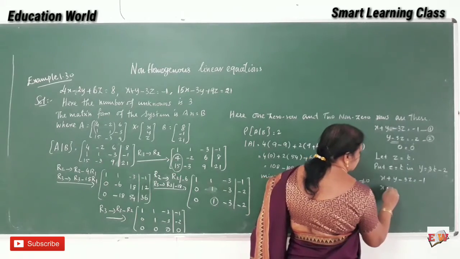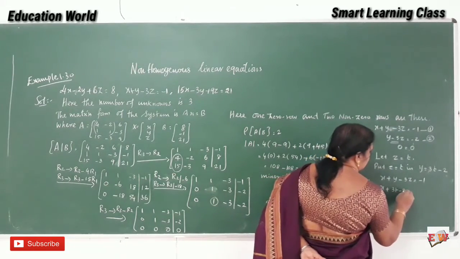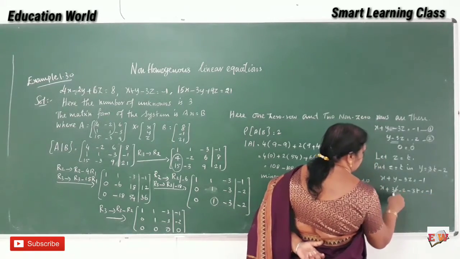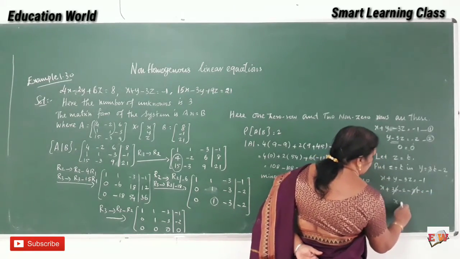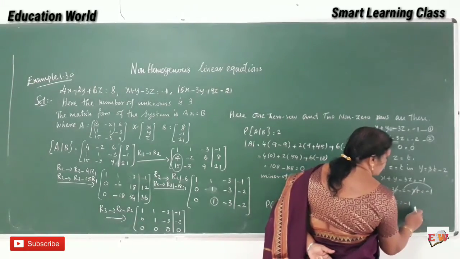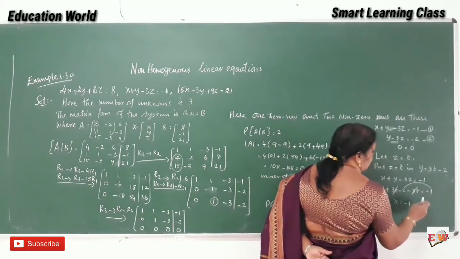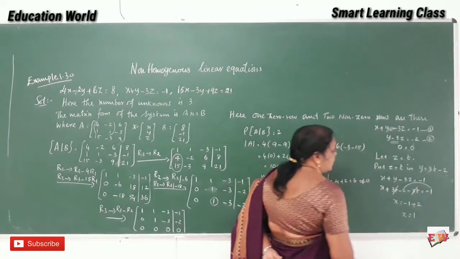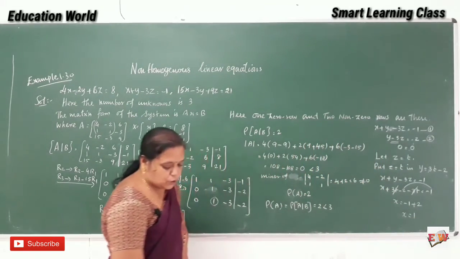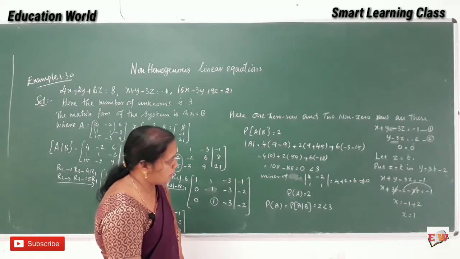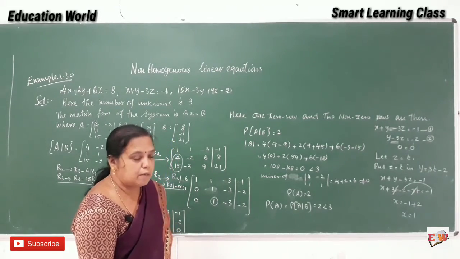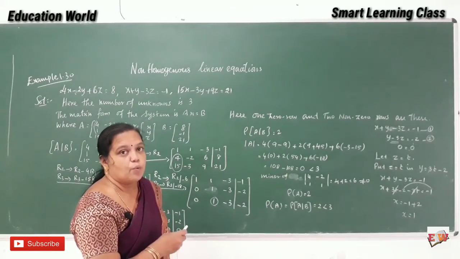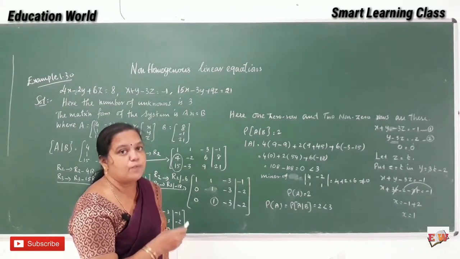x plus 3t minus 2 minus 3t is equal to minus 1. 3t will be cancelled. x is equal to minus 1. This minus 2 comes to the RHS and changes into plus, so x is equal to 1. So the solution is x is equal to 1, y is equal to 3t minus 2, z equal to t. This is called a one parameter family of solutions.